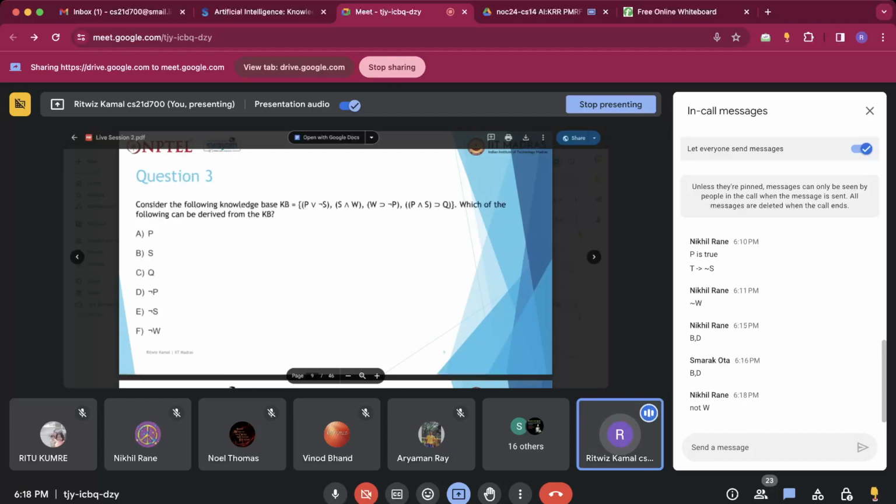Remember modus tollens, yeah, that's right. We can derive not of W, right?